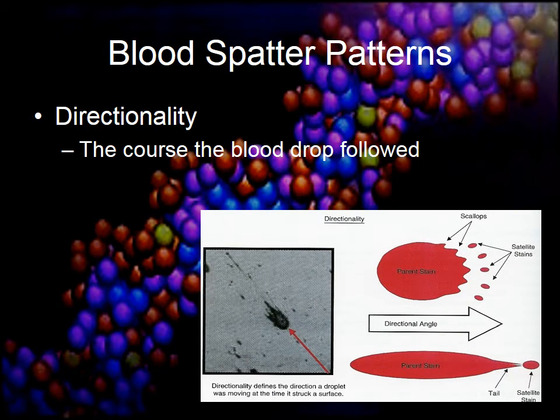Another good slide that shows directionality, and again this one shows what happens when that surface tension breaks. So the parent stain in the top right of the picture shows you a large droplet, but the little satellite stains that project whenever that surface tension is broken. And you can see the direction angle going left to right, with the larger stain on the left and the tails pointing away from the direction of travel. And the bottom right one shows the same thing at a more extreme angle.